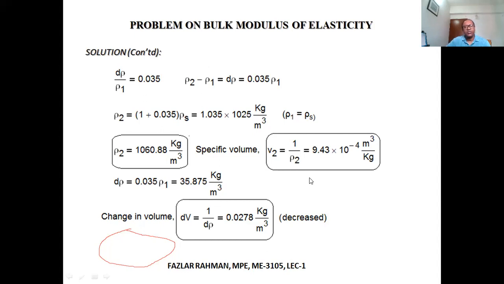Then they ask, what will be the change of volume? You figure out the change of density. You have rho 1 already given. You figure out the d rho. D rho equal to 0.035 rho 1. Rho 1 is given, so you get this value. So this value is the change of density. And what will be the change of volume then? Then just inverse. dV equal to 1 by rho. Okay. And volume will decrease.